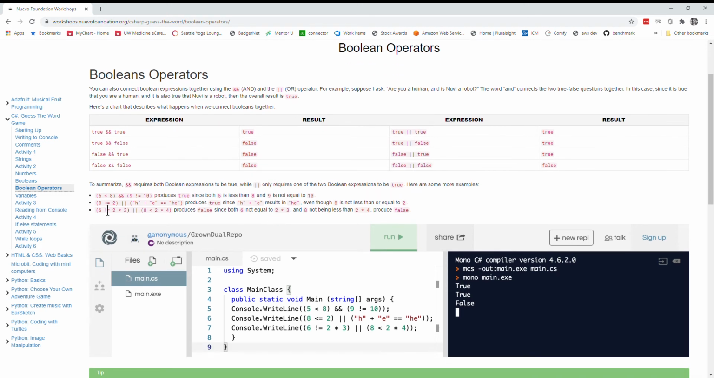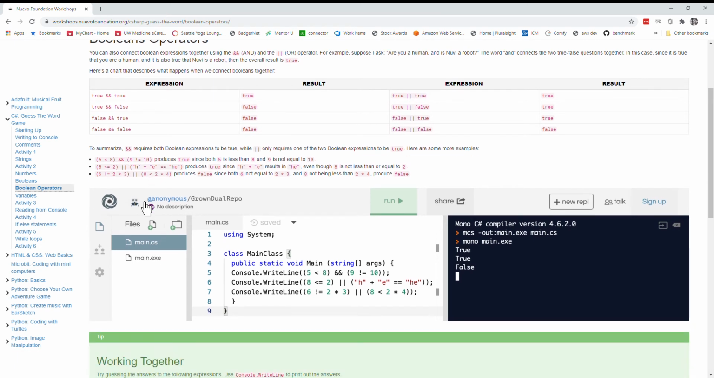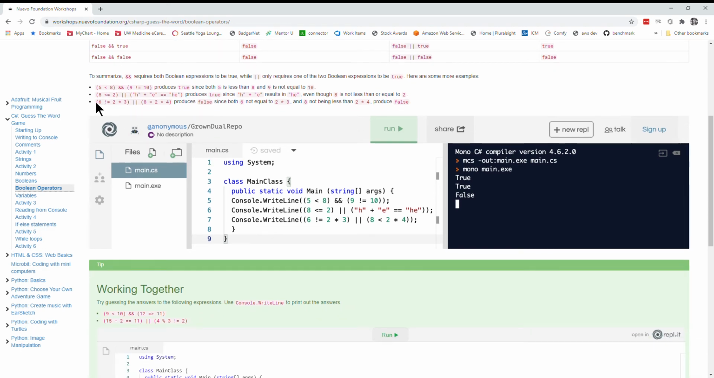So some examples here. We know that 5 is less than 8, and 9 is not equal to 10, therefore the whole expression is true. In this one, 8 is not less than 2, H plus E is equal to he though, and so since they are with an OR operator, this is true. In this case, since both the statement on the left and the statement on the right are both false, false or false is false. And you can see this in the code down here below.